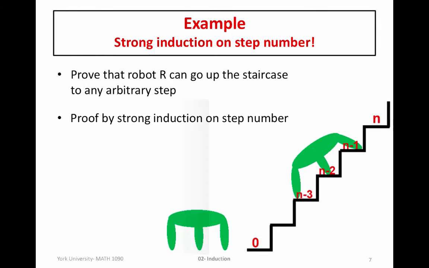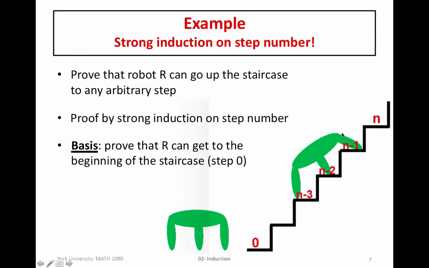So again, we're going to come back to our robot case. Suppose that we need to prove that the robot R can go up the staircase to any arbitrary step, just like in our example before. However, now our robot looks a little bit different. It has 3 legs, and in order to climb the stairs, each leg has to be on a different stair. And so we are going to need to use a proof by strong induction, so we need the stronger induction hypothesis on the step number in order to prove that our robot can get to any arbitrary step n.